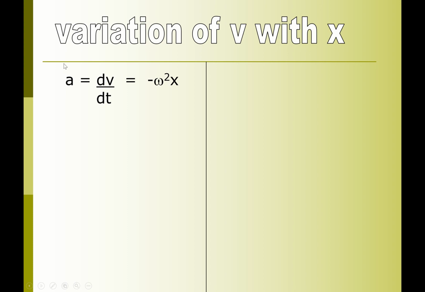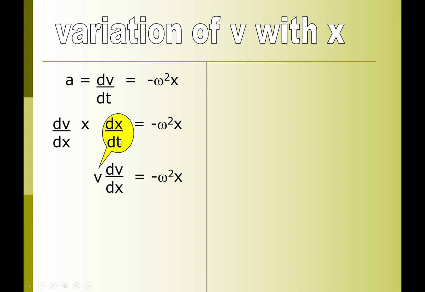If the object moves in simple harmonic motion, the acceleration of the object is equal to negative omega squared x, where omega is the angular frequency and x is the displacement. So acceleration is equal to dv by dt. We can expand dv by dt to become dv by dx times dx by dt. When we cancel the dx, we get back dv by dt, so we don't change the equation above.